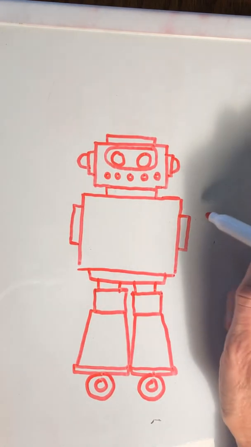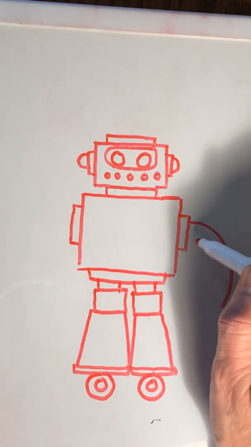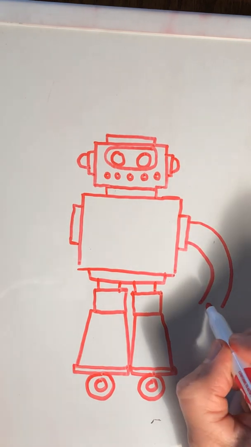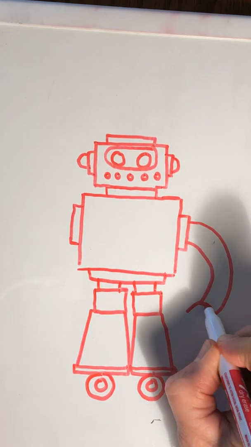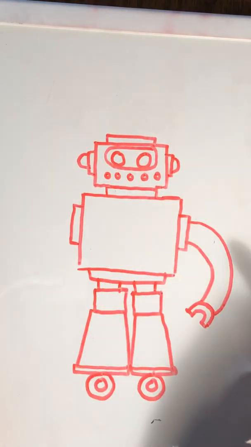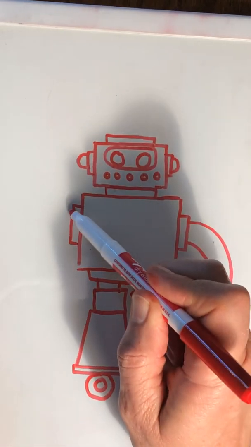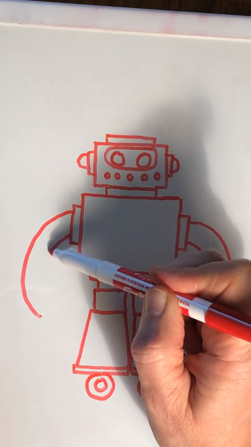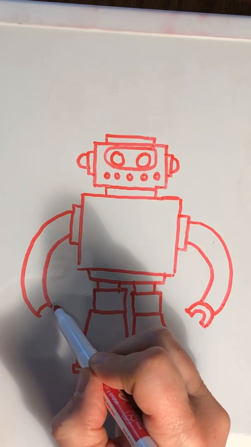Then let's get his arms on there. And I like to actually give him kind of curved arms. Now, how could his arms be curved like that? Let's see. I'm going to go ahead and put his little hands on there. And one over here on the other side. I'm trying not to smudge my drawing. This arm might be a little bit longer, but hopefully you get the point. So, yeah.